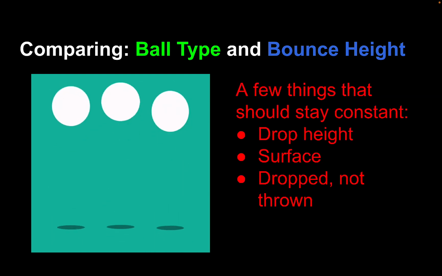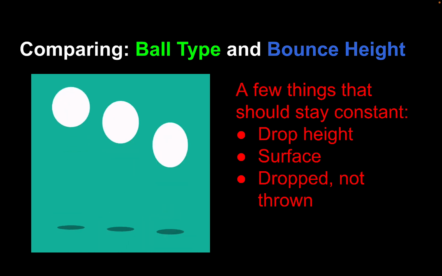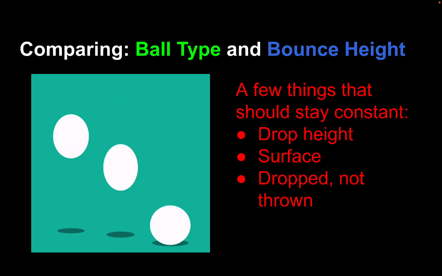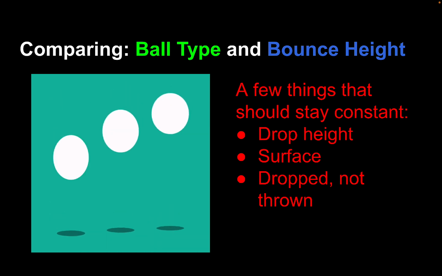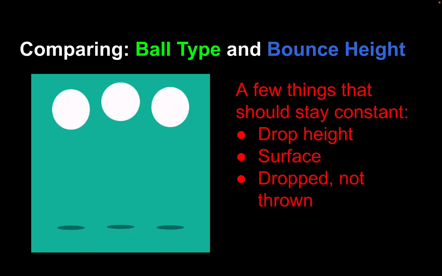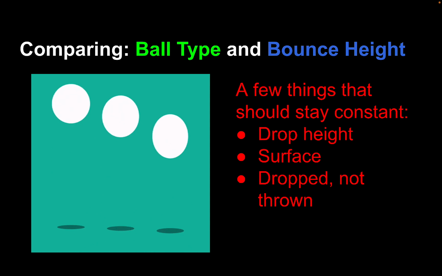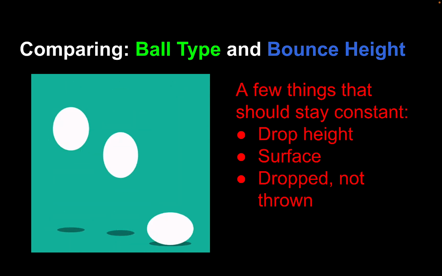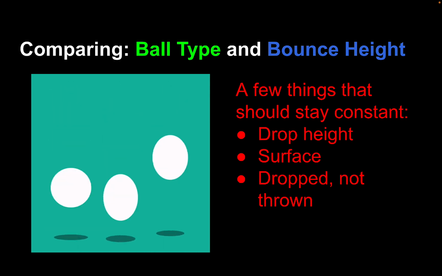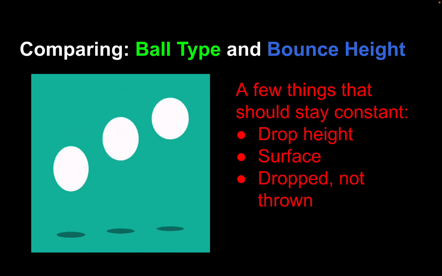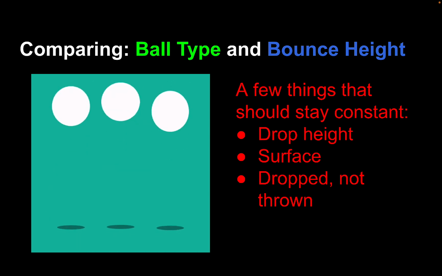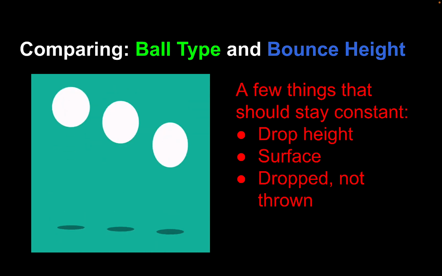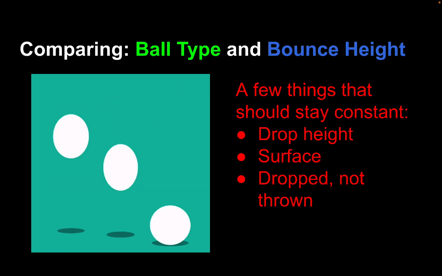Well, here are a few examples, and there's lots more, but we would want to make sure that the drop height stays constant, or that, for example, if I take the tennis ball and drop it from 1 meter, I also want to make sure that the golf ball gets dropped from that exact same height. I want to make sure that those are being dropped onto the same surface. I want to make sure that all of those are being dropped and not thrown down. You could come up with a lot more examples of that.